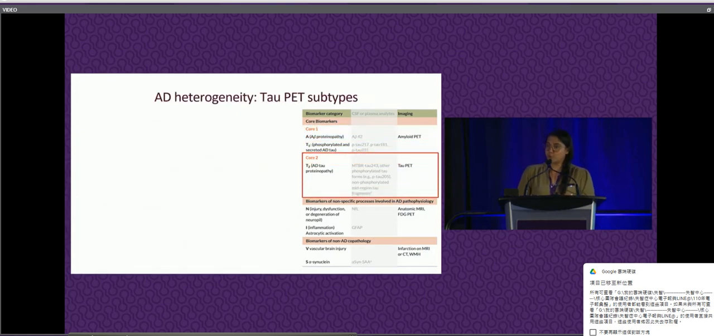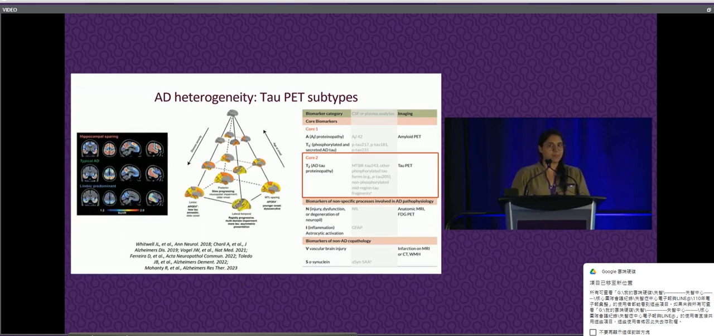Looking at the core 2 biomarkers representing tau pathology in the brain, which can be imaged using tau PET imaging. There have been several seminal studies, starting with neuropathology and then translated back to neuroimaging data with tau PET, that have identified different subtypes or different patterns of tau pathology in the brain, predominantly looking at corticolimbic subtypes of tau pathology.